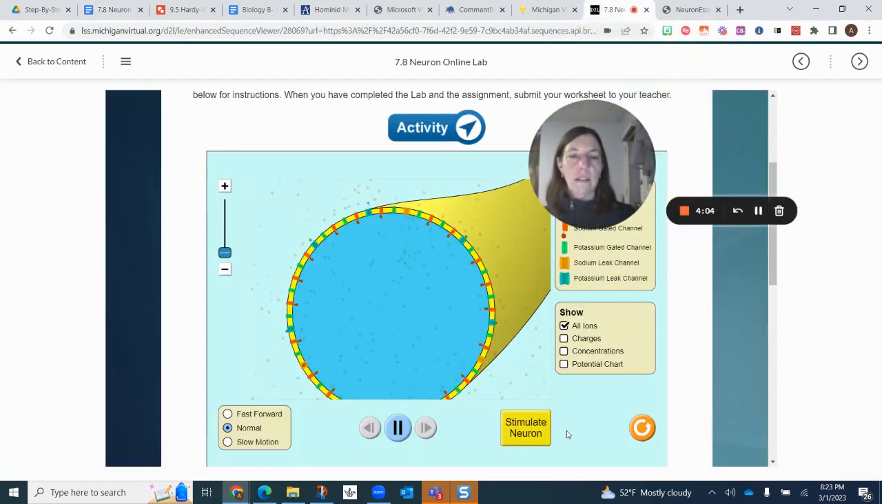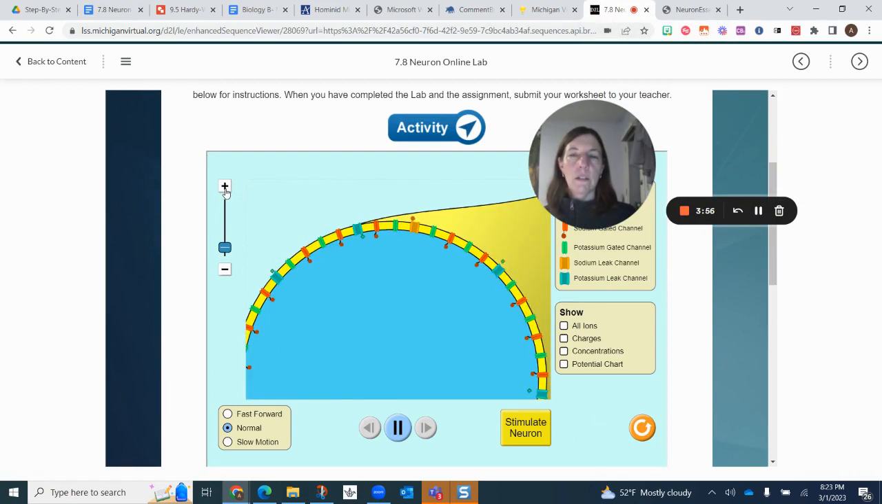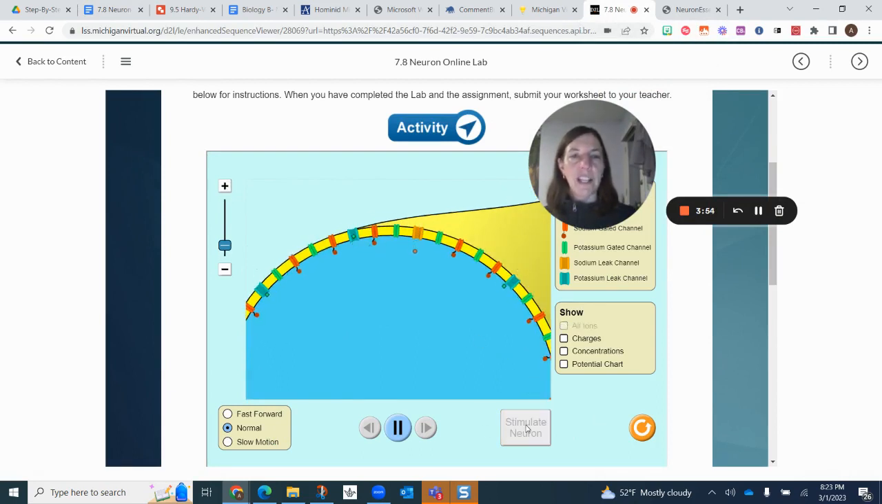So let's do that. We hit reset, we unclick all ions, it's at normal. We're going to zoom in just so we can have a look, and we're going to stimulate the neuron. There we go. All right, look at that. Look at what's happening, all those ions moving in and out. Now, it says to press this a few times, but as you can see, I can't press this button right now, so we kind of have to wait. Oh, there we go, and I can press it again. And then the same thing. So that's when we activate our brain cells. That's kind of mimicking what happens.